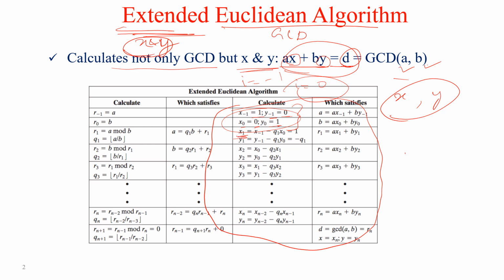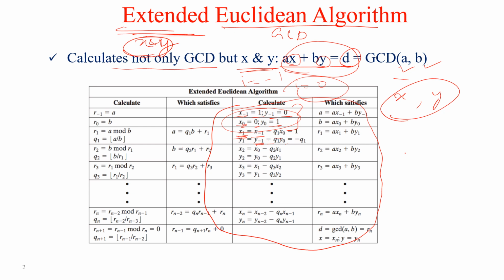So x1 is computed as x minus 1 minus q1 into x naught, where q1 is the quotient and x naught is the previous x value. Likewise for y, y1 is y minus 1 minus the quotient q1 into y naught. So we have to consider the previous two values in order to compute the current x and y values.